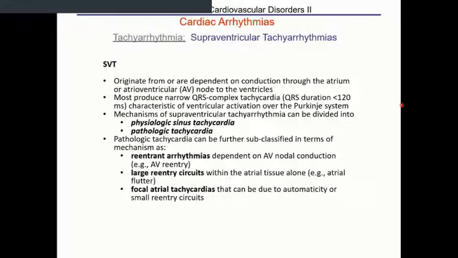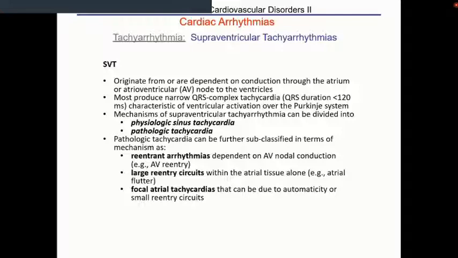And we have two subcategories of your tachyarrhythmias. You have your SVTs, or supraventricular tachyarrhythmias, and of course you have your ventricular arrhythmias. So let's take a look first at your SVTs. These originate from or are dependent on conduction through the atrium, or AV node to the ventricle. Most of them produce narrow QRS complex tachycardia. QRS duration is less than 120 milliseconds. It's characteristic of ventricular activation over the Purkinje system.